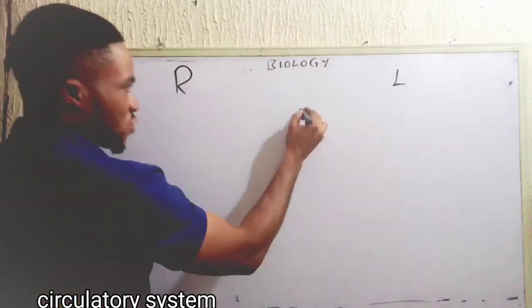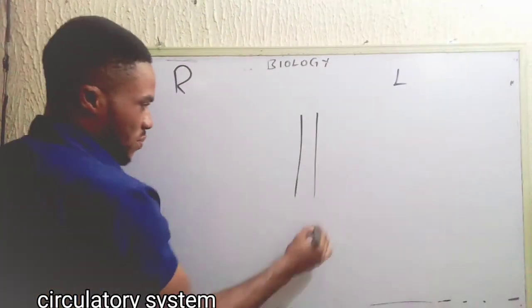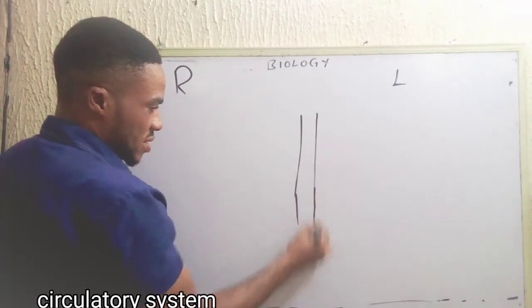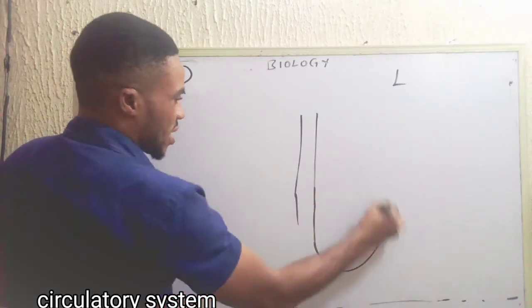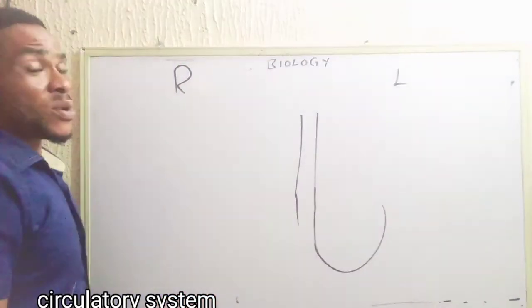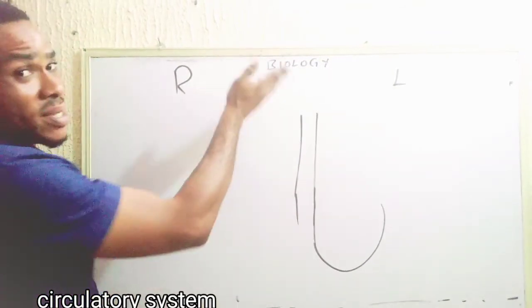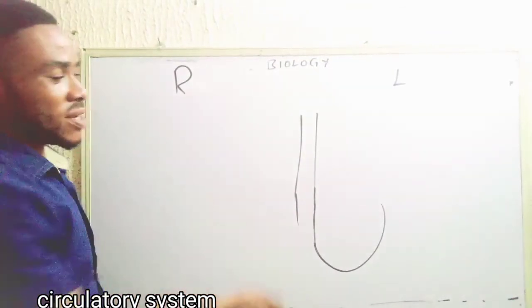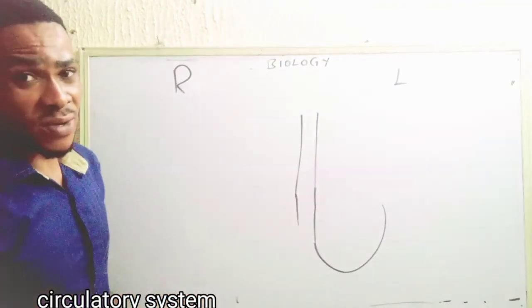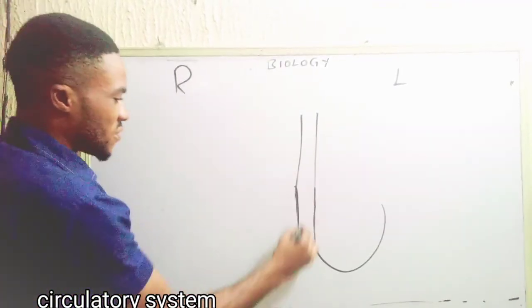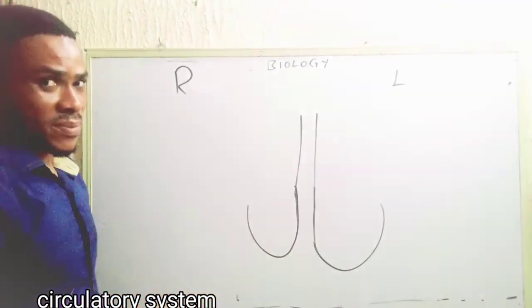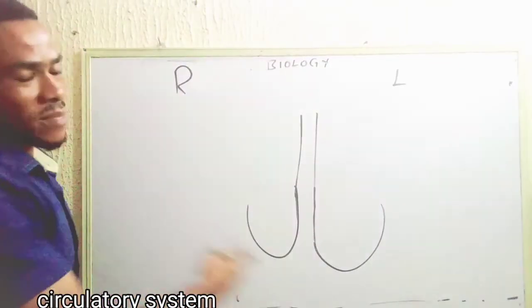So there should be the septum somewhere around here, and it is that way. I have the ventricles. Remember, the heart has 4 chambers. The upper chambers are the auricles, while the lower chambers are the ventricles. So if I have the ventricles at the lower chamber here, the left part of the heart is thicker than the right part of the heart.